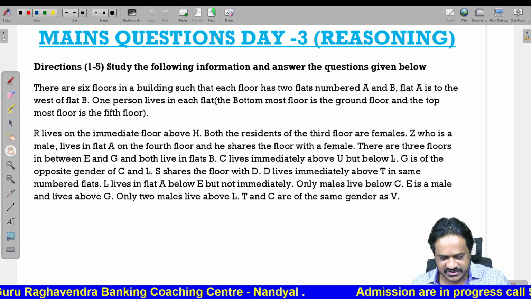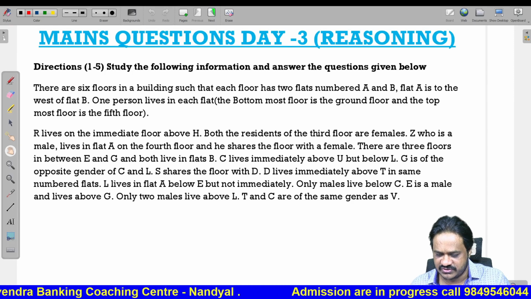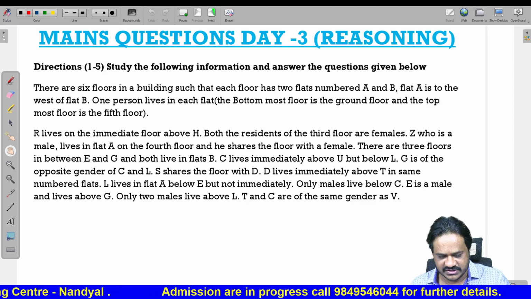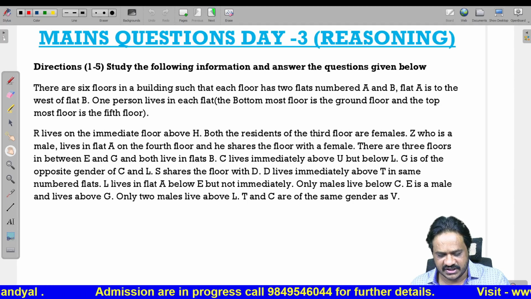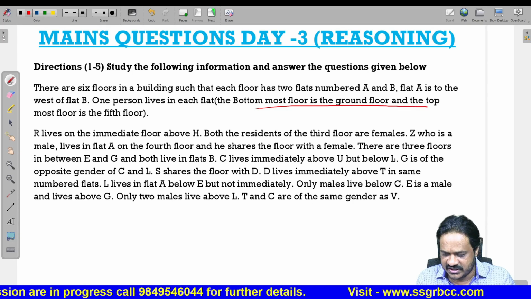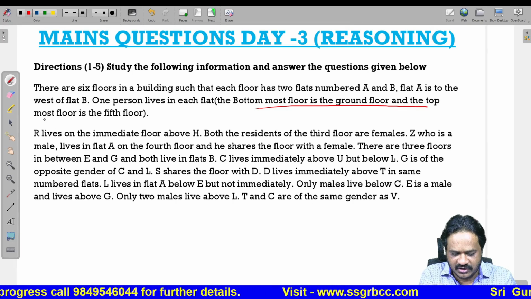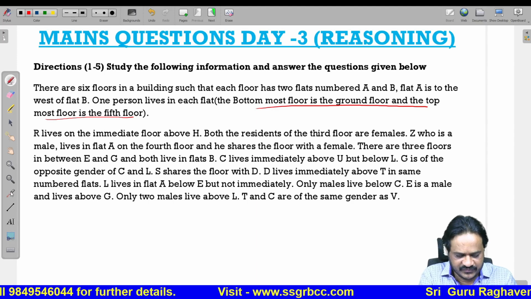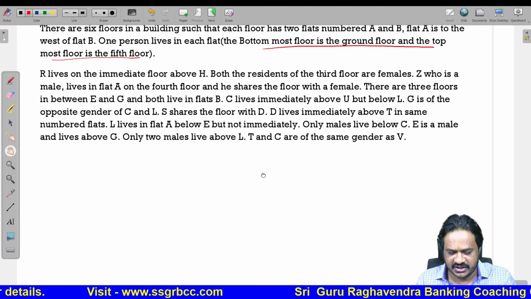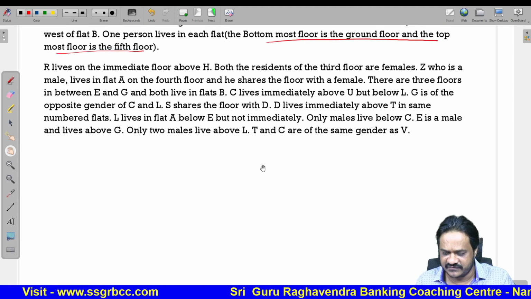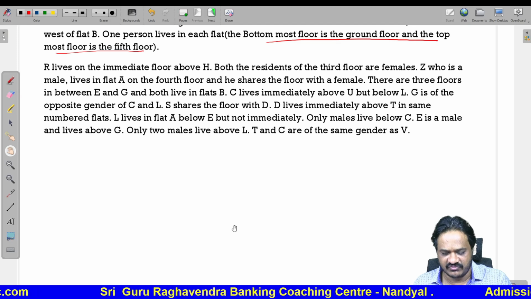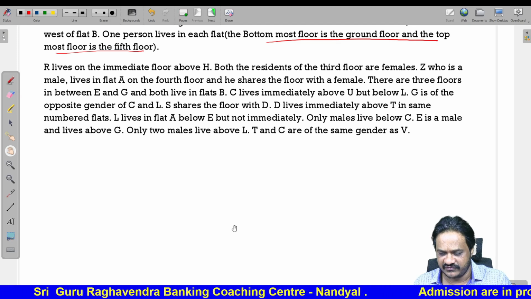There are 6 floors in a building such that each floor has 2 flats numbered A and B. Flat A is to the west of flat B. One person lives in each flat. The bottommost flat is the ground floor and the topmost is the 5th floor. R lives immediately above H. Both the residents of 3rd floor are females. Z, who is a male, lives in flat A of 4th floor and he shares the floor with a female.